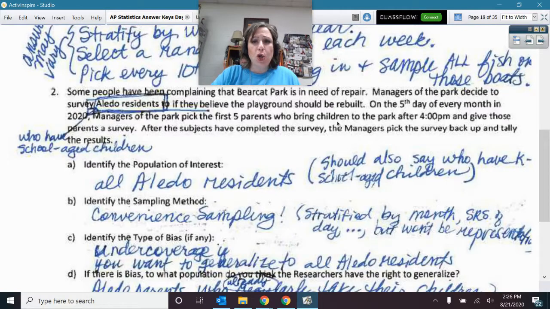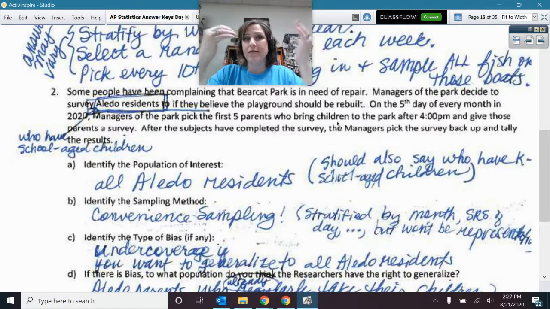But here we go. Who do they want to generalize to? What population? That would be all Aledo residences with children in ages K through 5, since I had added that into the assignment. Now the sampling method. This is the problem: they wanted to generalize to all Aledo residences with school-aged children, but the ones they asked are the ones who are at the park. That's similar to the problem in our notes where we were asking all the adults in the city about their opinions on the bar, and we were asking people coming out of a bar about drinking. Well, this is similar. We want to generalize to all Aledo residences about Bearcat Park, but we're asking people at Bearcat Park.